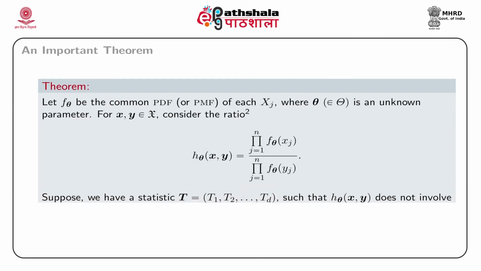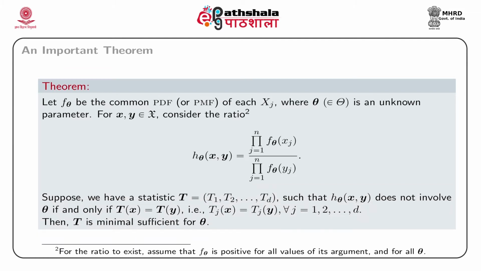Suppose that we have a statistic T equals T1, T2 up to Tk such that the expression h(x, y) does not involve the unknown parameter theta if and only if T(x) equals T(y). That is, Ti(x) equals Ti(y) for all i equals 1, 2 up to k. Then the statistic T is minimal sufficient for the parameter theta.